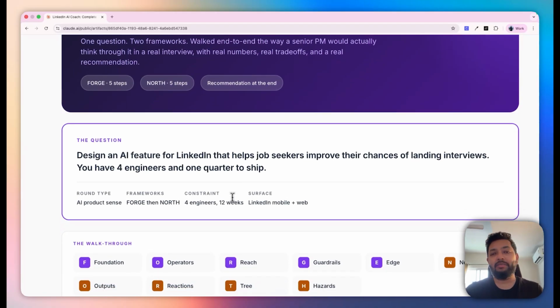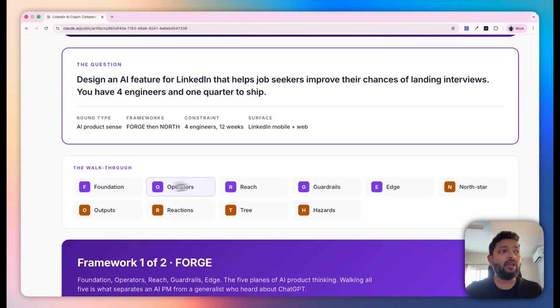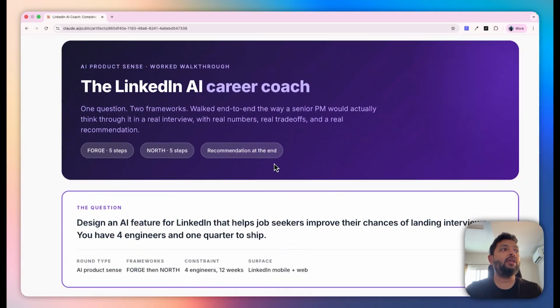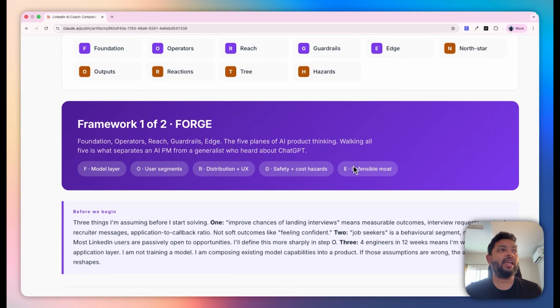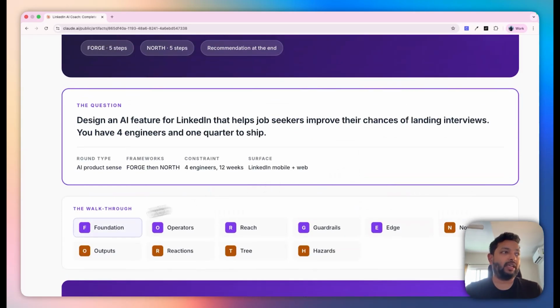Now, of course, this is something that we have to understand. The framework that we are going to use to answer this question is called the Forge framework, and then we are going to use the North framework that we studied yesterday to find out metrics. So let's try and understand this. The Forge framework stands for foundation, operators, reach, guardrails, and edge.